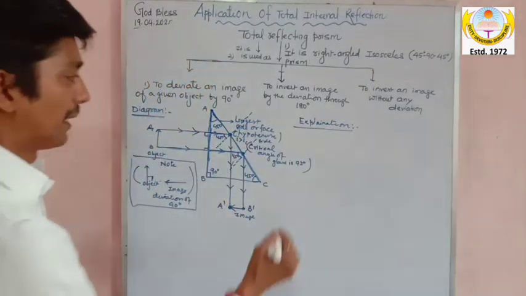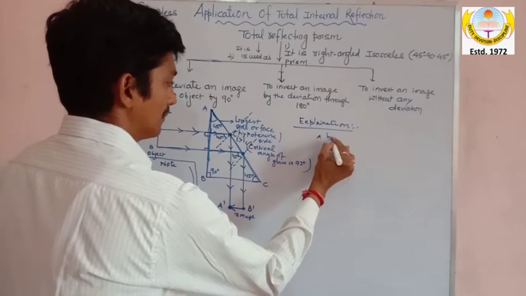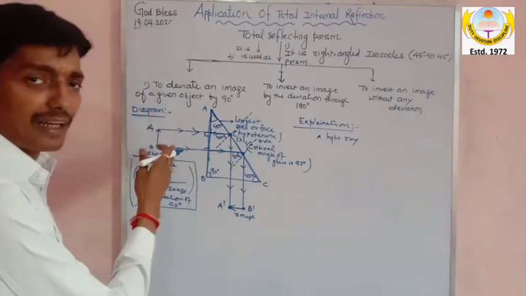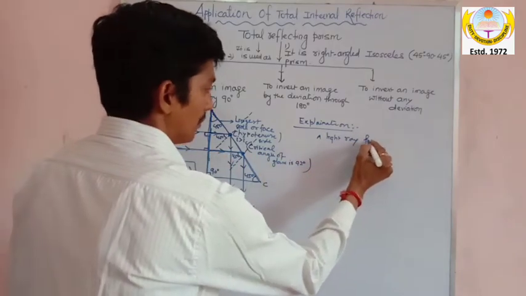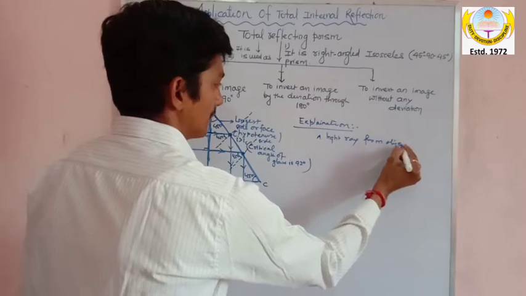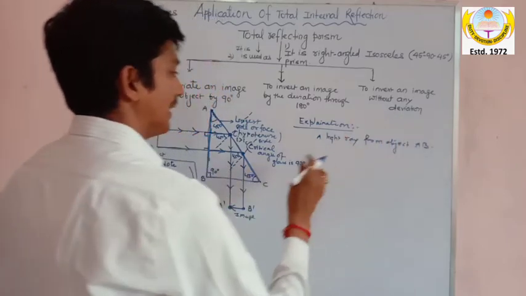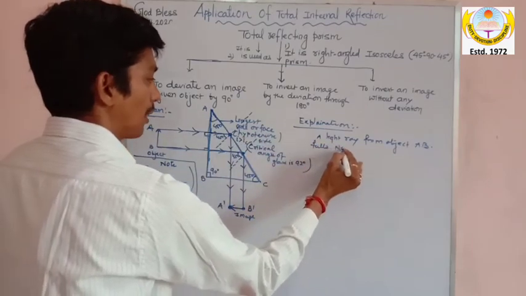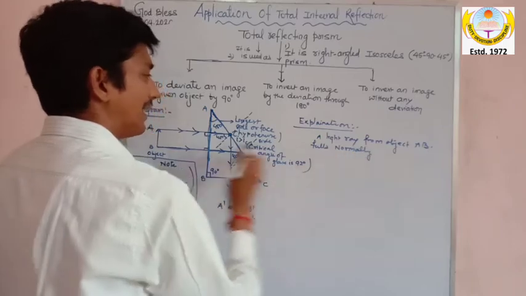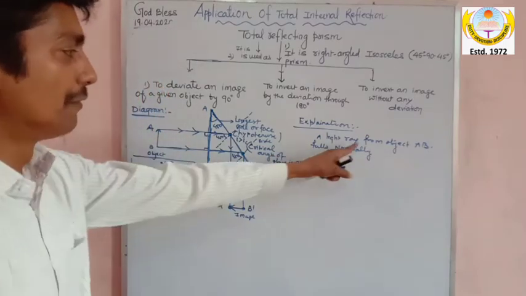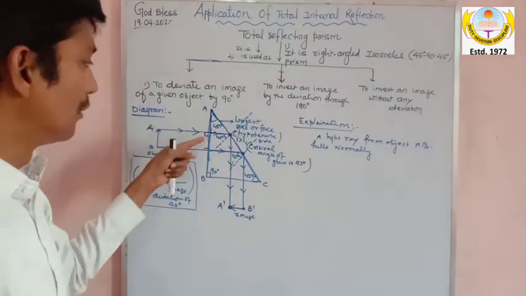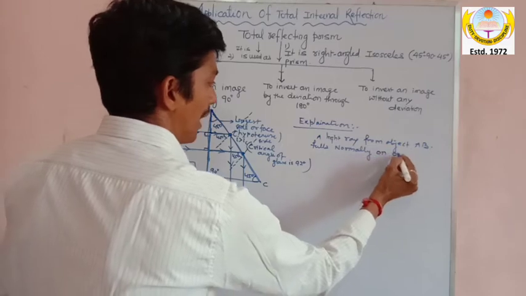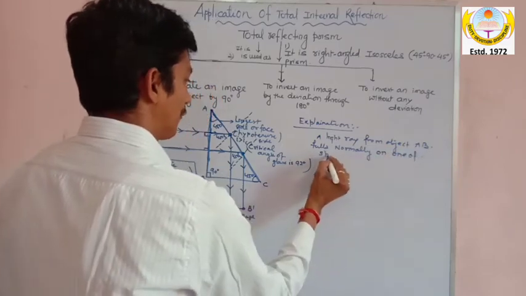So what is the explanation, my dear? A light ray, this is a light ray, am I clear? A light ray from the object, what is the name of the object? AB. A light ray from object AB falls normally. What I did, I am writing that. So a light ray from object AB, you can see, falls normally, tell me yes or no, on one of the shorter faces.